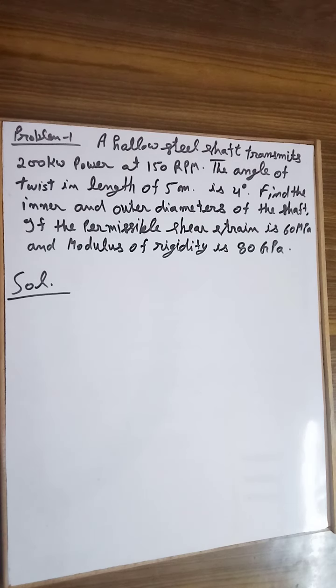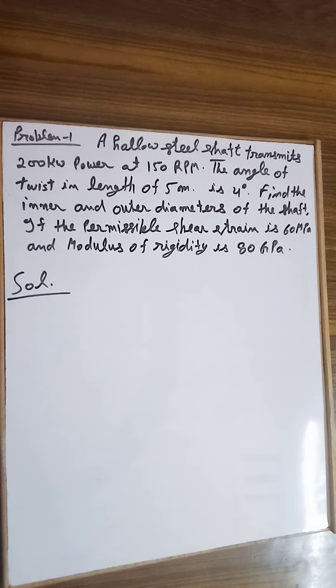So as the problem is written over there on the board, it is simply: a hollow steel shaft transmits 200 kilowatt power at 150 rounds per minute. The angle of twist in the length of 5 meter is 4 degree. Find the inner and the outer diameter of the shaft. If the permissible shear stress is 60 megapascal and the modulus of rigidity is 80 gigapascal.